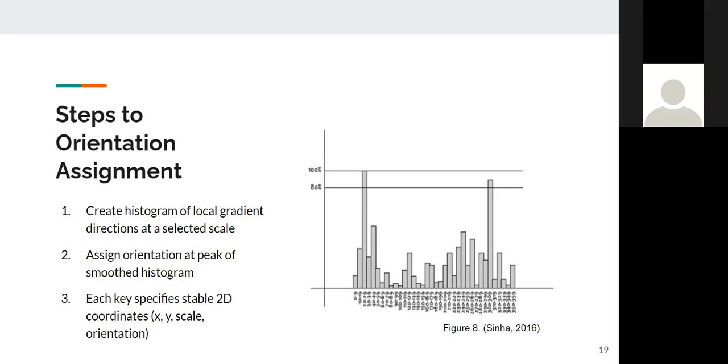The amount added to the bin is proportional to the magnitude of the gradient at that point. Once this is done for all the pixels around the key point, the histogram will have a peak at some point. The histogram you see on the right shows what you would get for a sample image. At this stage, the highest peak in the histogram is taken, and any peak above 80% of it is also considered to calculate the orientation. Next slide.